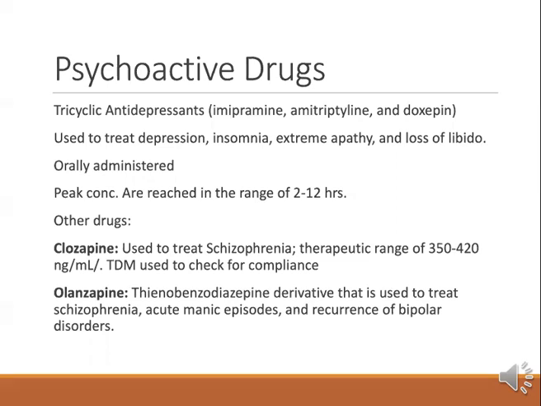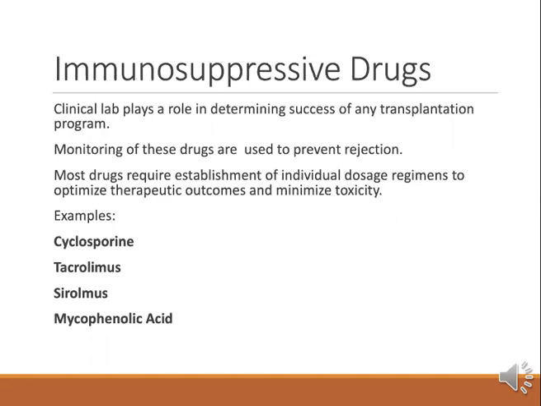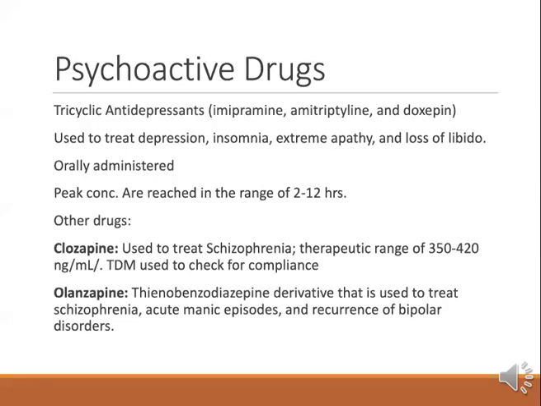Some other drugs are clozapine and olanzapine, and clozapine is used to treat schizophrenia. The therapeutic range is 350 to 420 nanograms per milliliter. And TDM is typically used for compliance of the drug. Olanzapine, it's a benzodiazepine derivative that is used to treat schizophrenia, also acute manic episodes and recurrence of bipolar disorders.